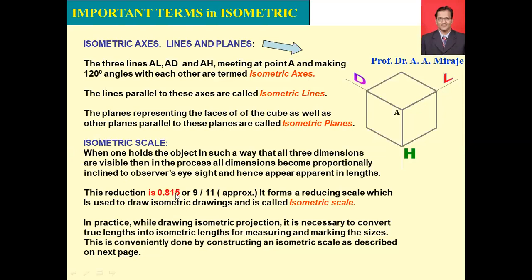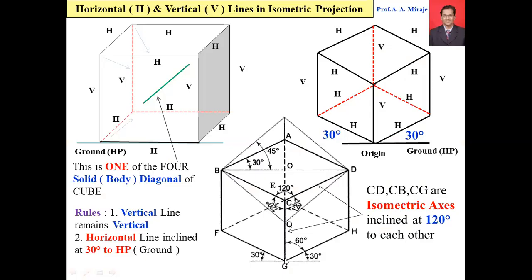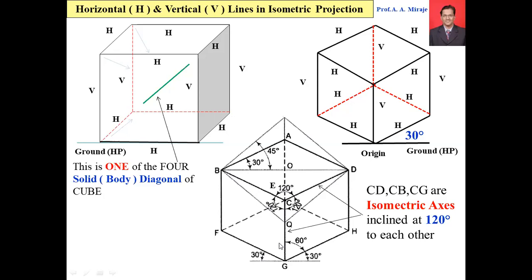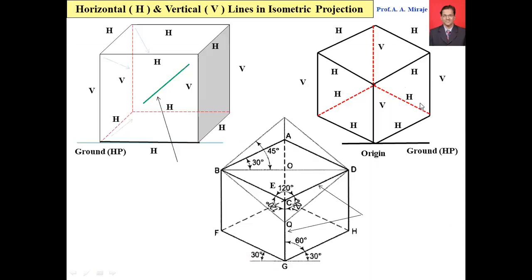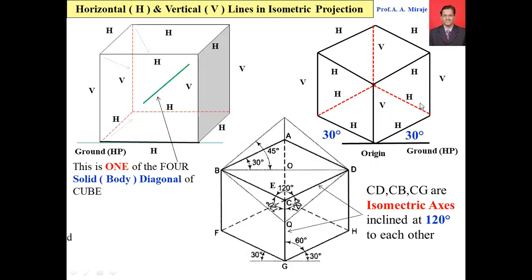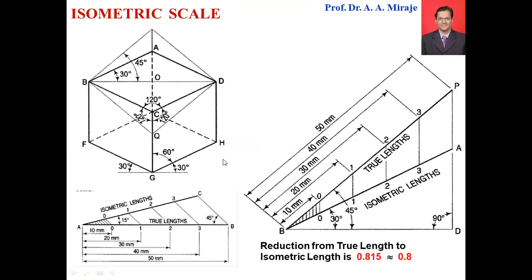The length reduces by a factor of 0.8, which you can measure in the previous view I showed you. If you measure this length, suppose this length is 100, and you measure this other length, it is coming as 81. This you can physically measure afterwards. So that is the reduction in the scale.